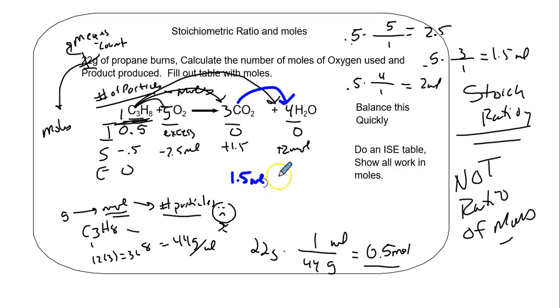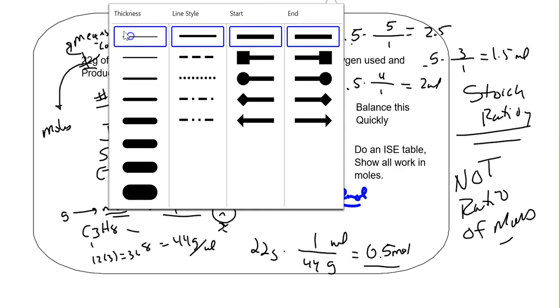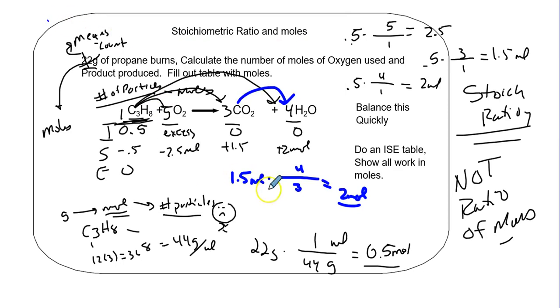1.5 moles at a 3 to 4 ratio, and do your math on the calculator, you'll get 2 moles. So, with that being said, it doesn't matter how, but this number came from here. You would never want to use the excess reactant. Now, you could use the excess reactant, but only if using the actual 2.5. You wouldn't want to use this number. Certainly not the amount left over.